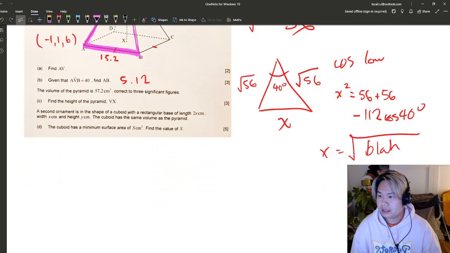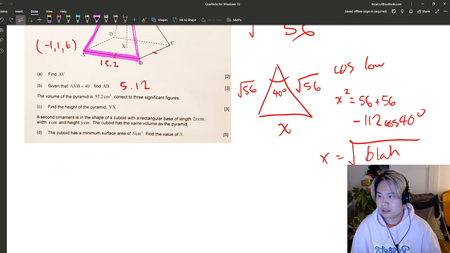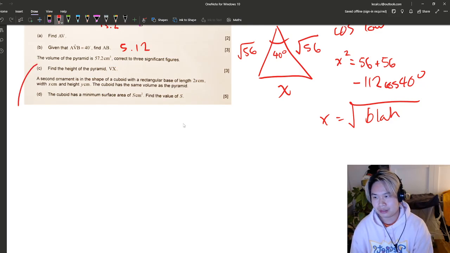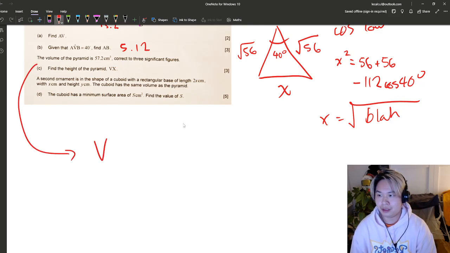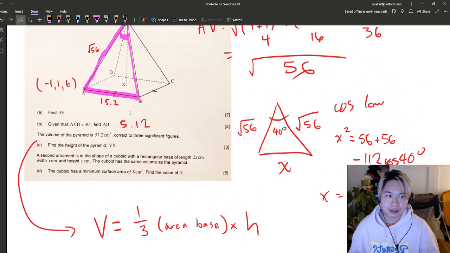Okay, then the volume of the pyramid is this, correct to 3 significant figures. Find the height of the pyramid, VX. So again, in your topic 3, I'm pretty sure it's in topic 3, there is the formula for the volume of a pyramid. It's a 1/3, and then the area of the base times the height. We know that this is a square base pyramid, and we just found out the length of the side of the pyramid.